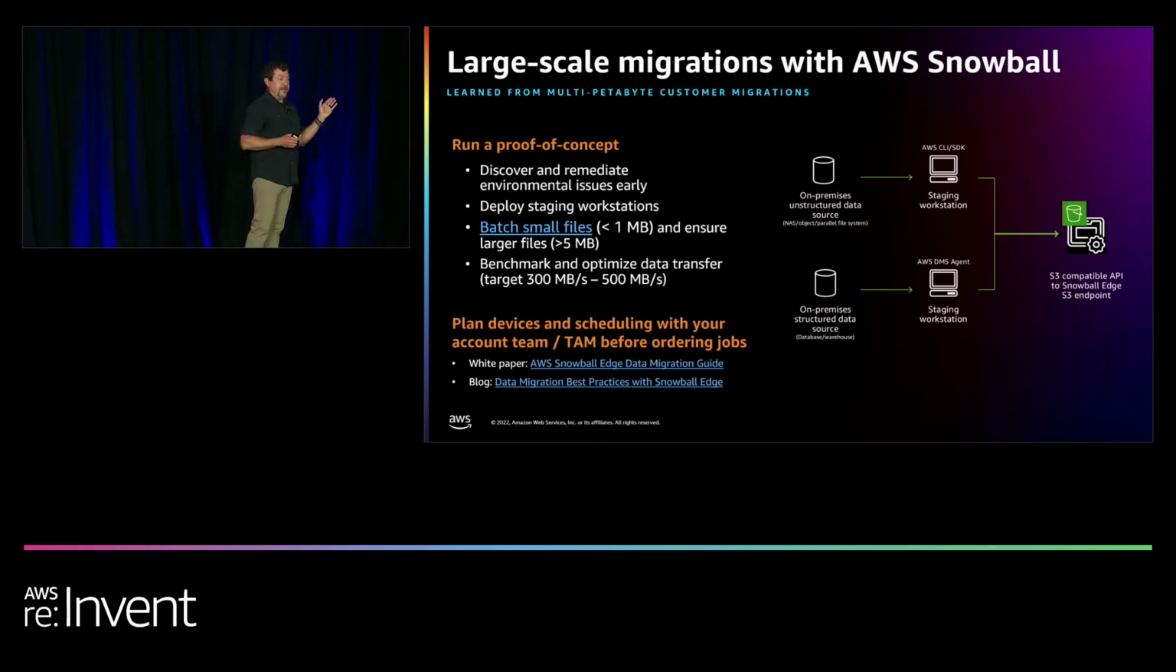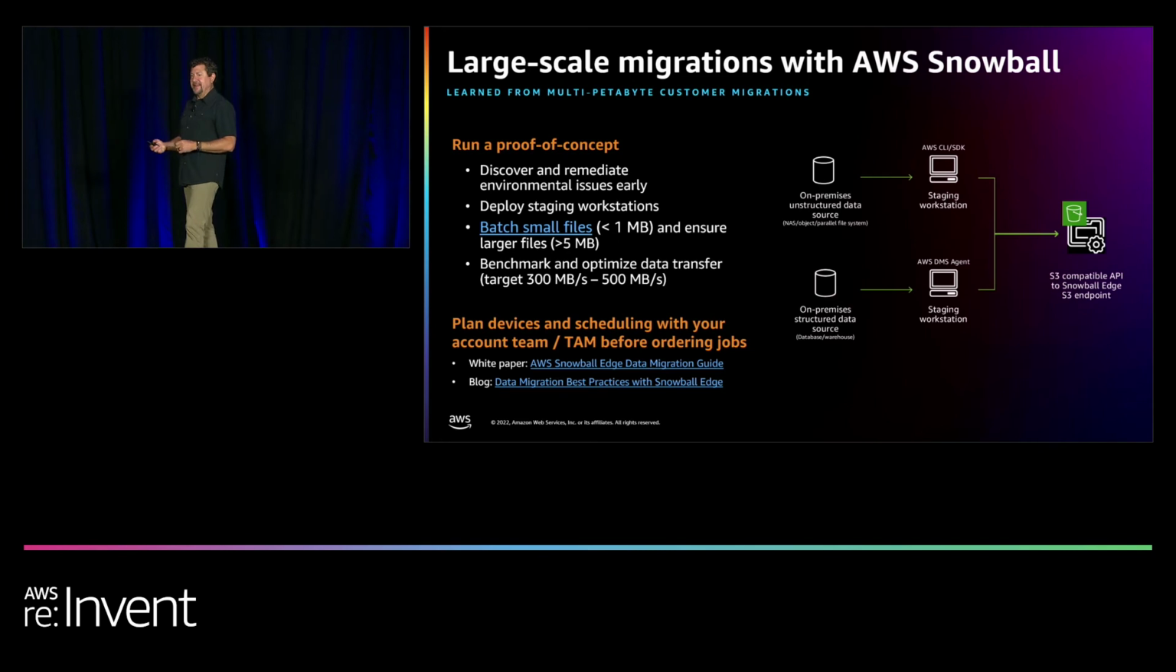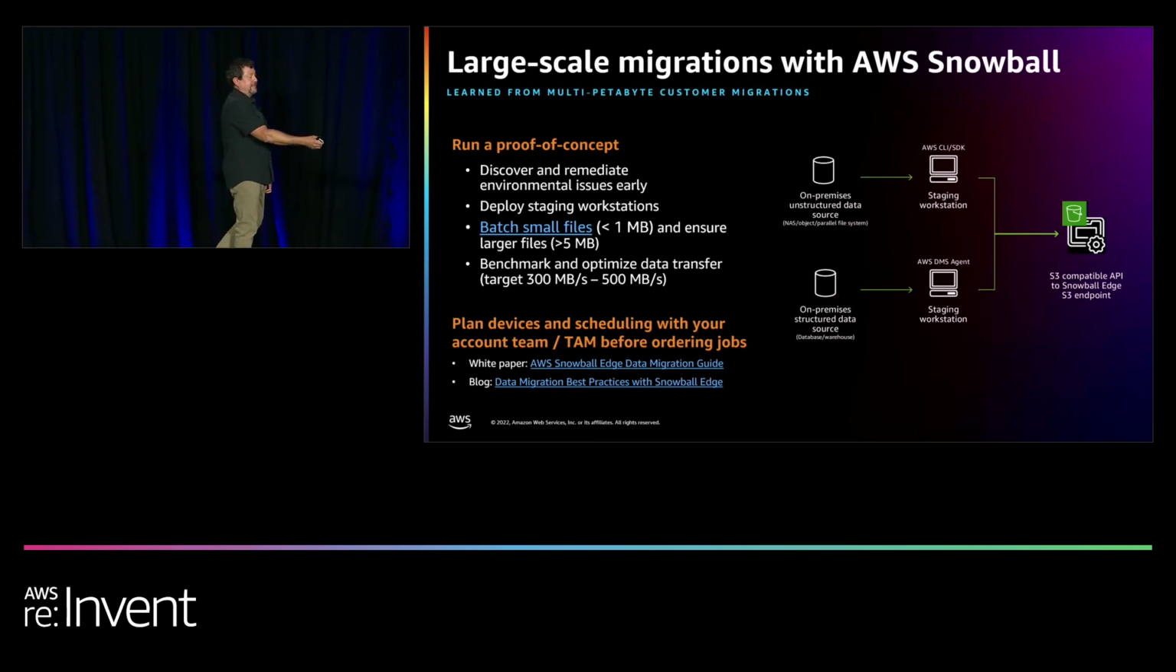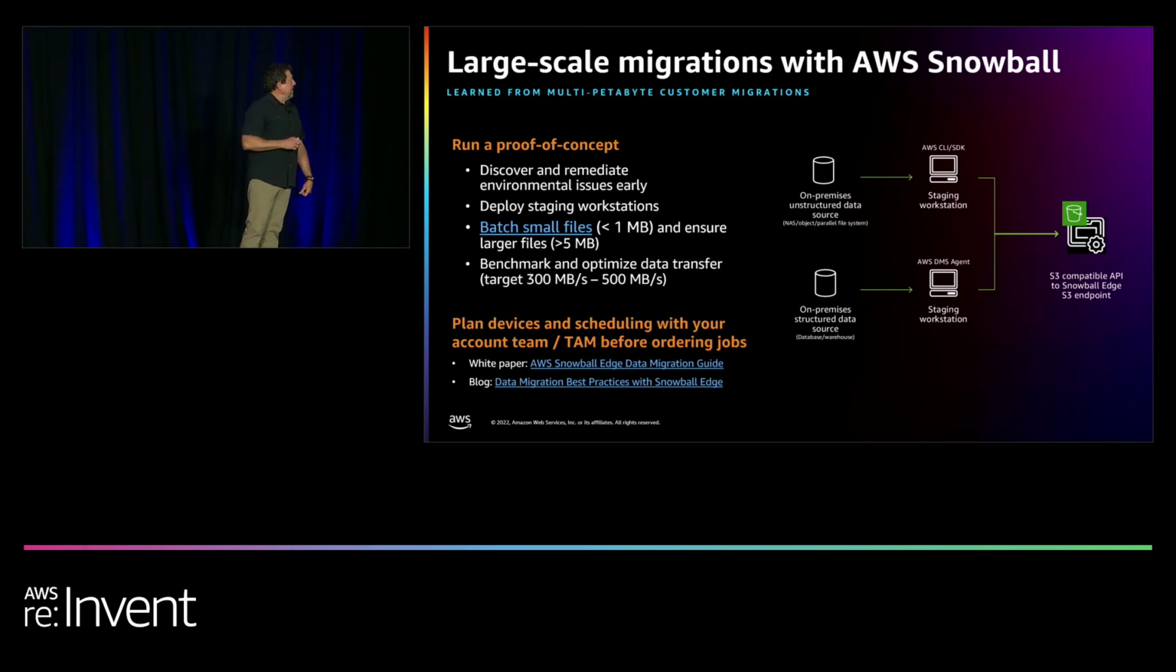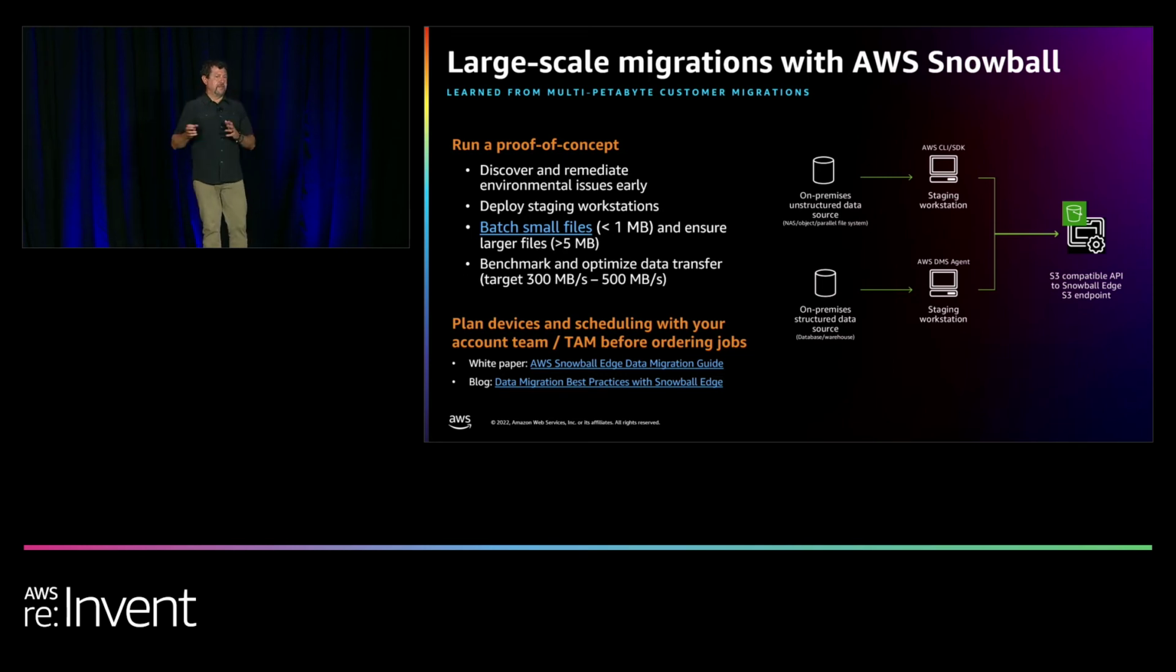And then batch small files, like I talked about. If there are files less than 1 megabyte in size, you can aggregate those files and put them into a tarball. There are scripts available online, and all sorts of means of doing this, that during the staging of the data onto the Snowball device and bringing it into the region will greatly expedite the time it takes if you're in that situation. The benchmark or optimal data transfer that we've seen across this large swath of customers is typically about 300 megabytes per second to 500 megabytes per second that you should expect.